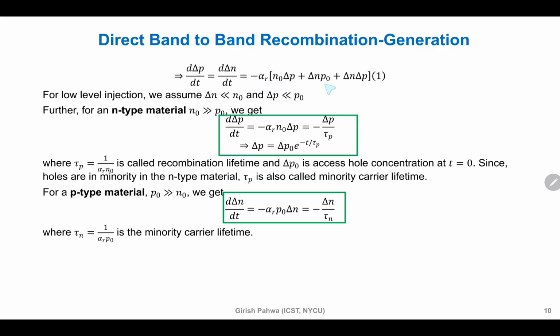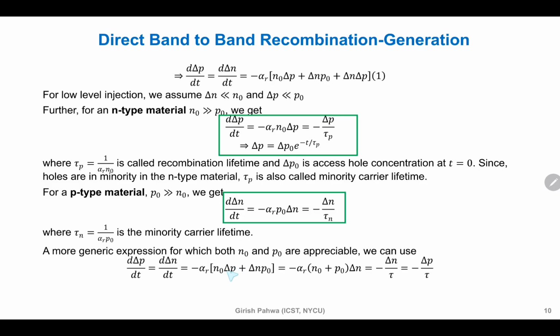That will still be small. So if I just neglect this term, I will be left with these two products. Of course, this delta p and delta n are equal, so I can take it out. Let me call both of them delta n. So let me take this delta n out, and this will be minus alpha into n naught plus p naught, and I can write it as minus delta n by tau, or I could have also written it as minus delta p by tau because both of them are equal, and tau in this case is the inverse of alpha into n naught plus p naught. So this is a more generic case.